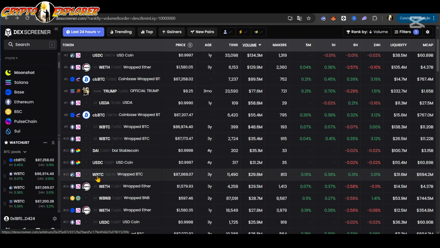We have another Bitcoin paired with wrapped Ethereum here on Arbitrum. This is not performing as well compared with the one on the Ethereum blockchain because the volume is lower than the liquidity. So you get the idea, right?